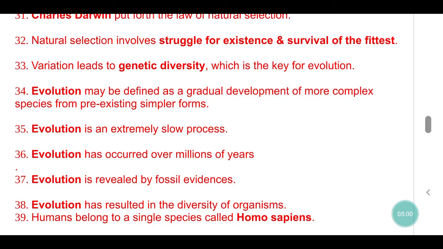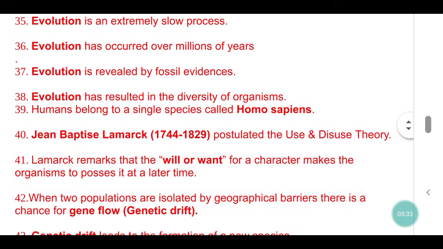Evolution may be defined as a gradual development of more complex species from pre-existing similar forms. Evolution is an extremely slow process. Evolution has occurred over millions of years. Evolution is revealed by fossil evidences. Evolution has resulted in the diversity of organisms. Humans belong to a single species called Homo sapiens.